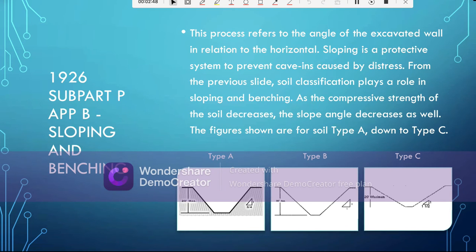And now we go into 1926 Subpart P, App B, Sloping and Benching. This process refers to the angle of the excavated wall in relation to the horizontal. Sloping is a protective system to prevent cave-ins caused by distress. From the previous slide, soil classification plays a role in sloping and benching. As the compressive strength of the soil decreases, the slope angle decreases as well. These figures shown are for soil type A down to type C.